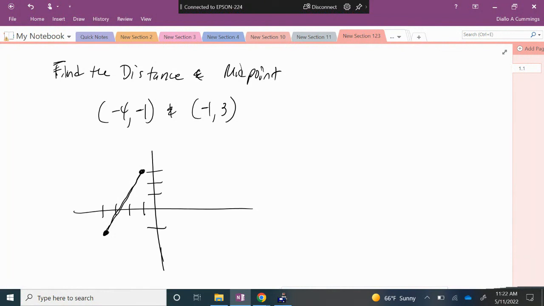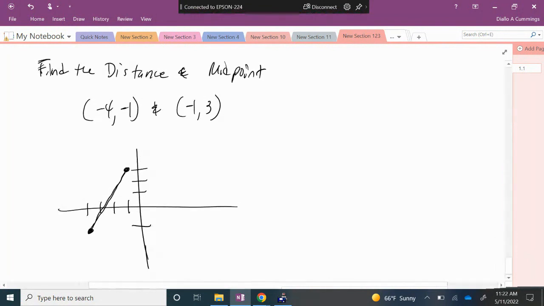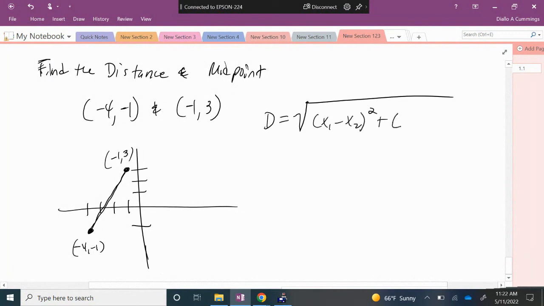And we want to find the distance between these 2 points, right? So if I were to actually take a ruler and measure from one point to the other point, what is that distance? In order to find that, we're going to use the distance formula. So the distance formula is the square root of (x sub 1 minus x sub 2) quantity squared plus (y sub 1 minus y sub 2) quantity squared.